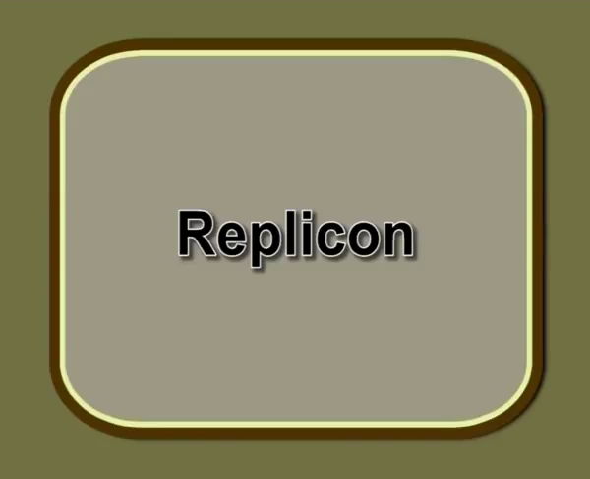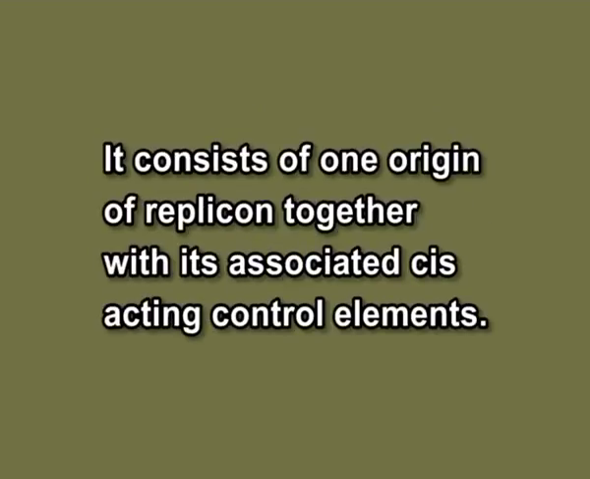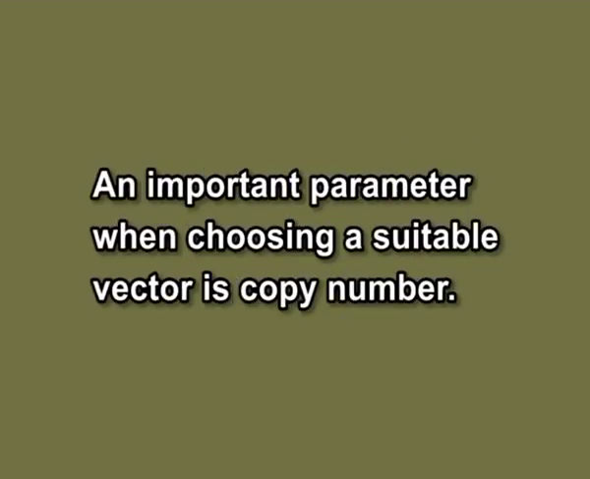Coming to replicon, genetic elements that undergo replication as autonomous units, such as plasmids, contain a replicon. It consists of one origin of replication together with its associated cis-acting control elements. An important parameter when choosing a suitable vector is copy number. The control of copy number resides in the replicon.